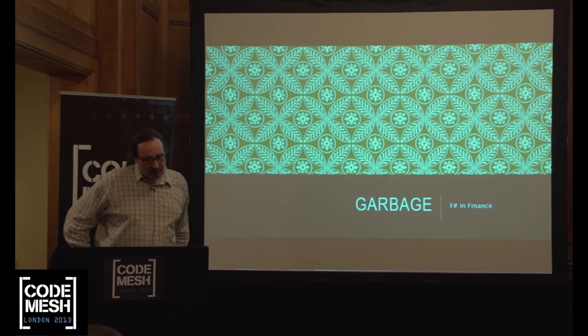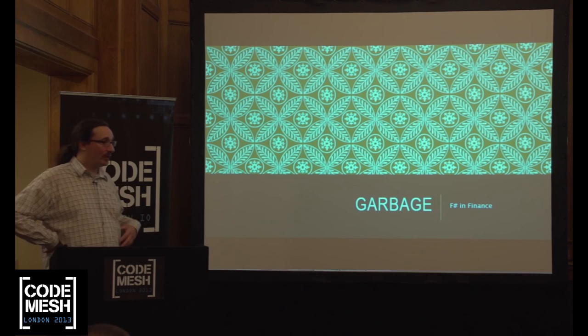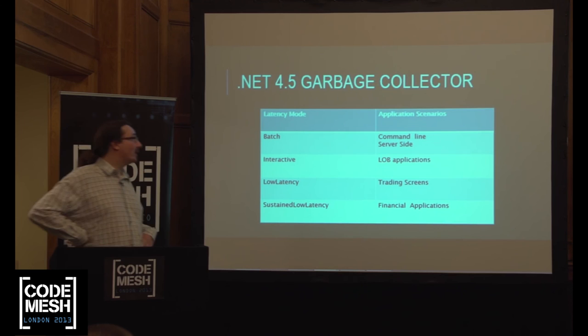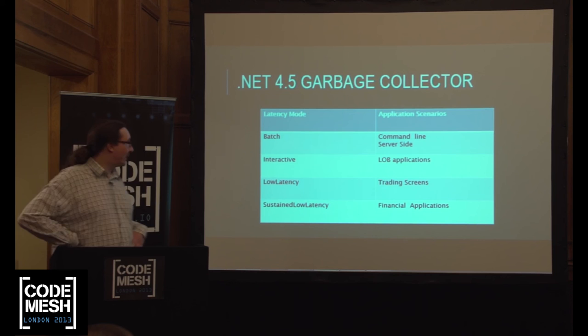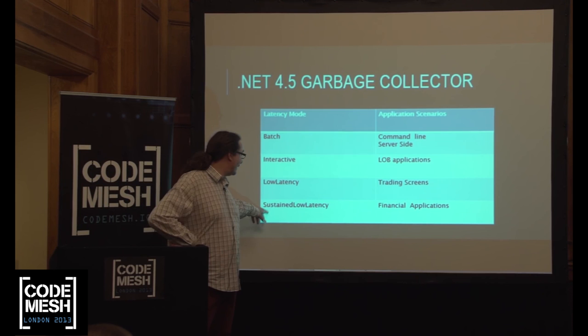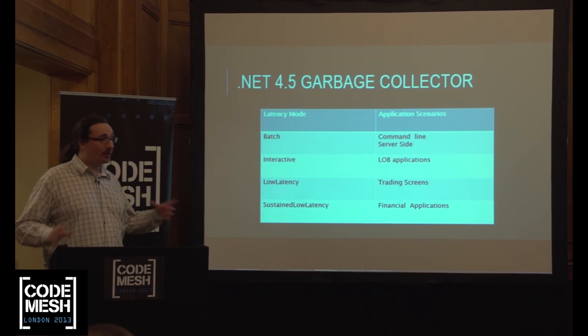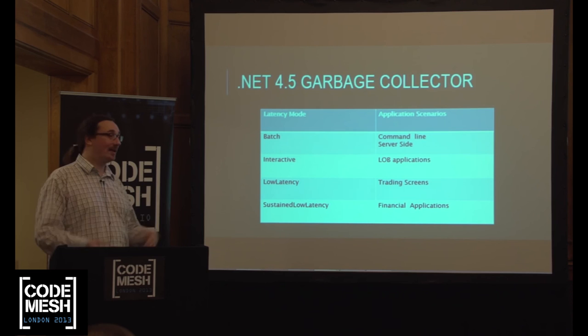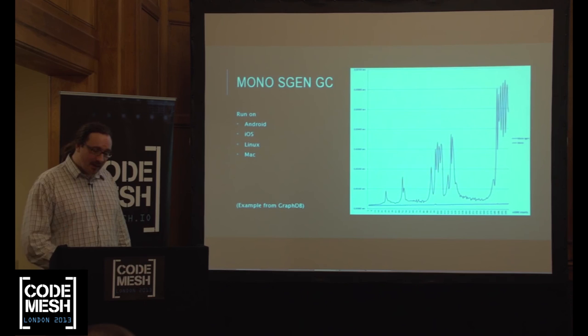So last couple of things. If you're coming from a C++ background, you're using a managed language of any sort, you worry about pauses, latency. .NET 4.5, big movement. There are new sets of garbage collectors specifically for financial trading applications. There's a low latency mode for trading screens and sustained low latency for servers. So things have really improved there, and you can hint at the garbage collector when it wants to collect. You can say, I don't want you to collect, or I do want you to collect now, and try and get that latency that you need.